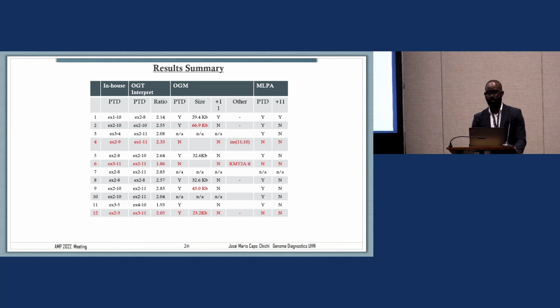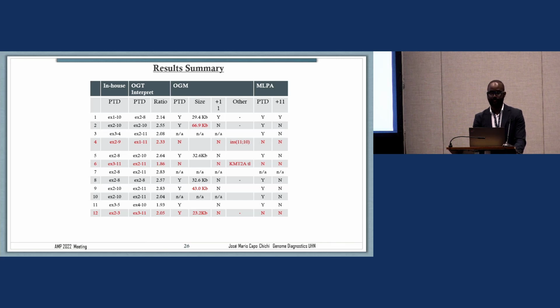So this is a summary of our comparative analysis using NGS, both our in-house approach and OGT software. We also used optical genomic mapping, as I mentioned. What we saw here is that we had about 84% of concordant calls between all four approaches. In two of those patients, we had false positives, including the KMT2A translocation and the cryptic insertion, 1110 insertion.